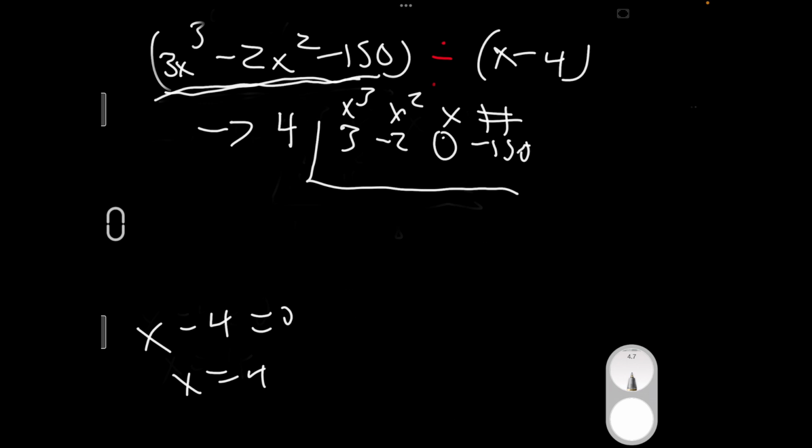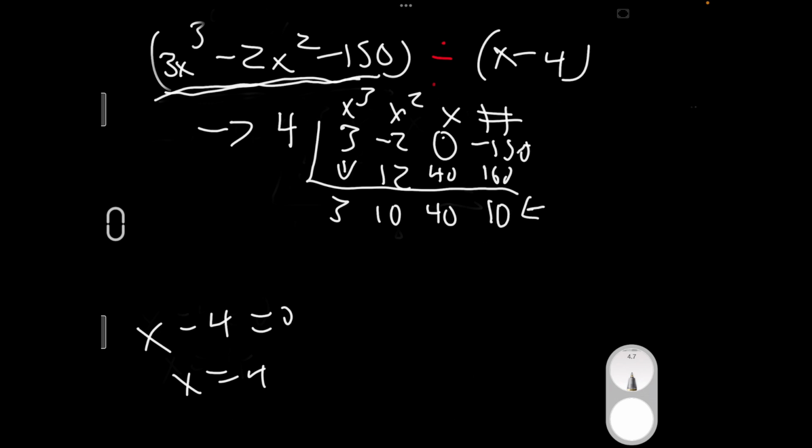So we always must drag the first number down. Now we can start. So 4 times 3, that's 12. Negative 2 plus 12 is 10. 4 times 10 is 40. 40 plus 0 is 40 again. And 40 times 4 is 160. And 160 plus negative 150 is 10.